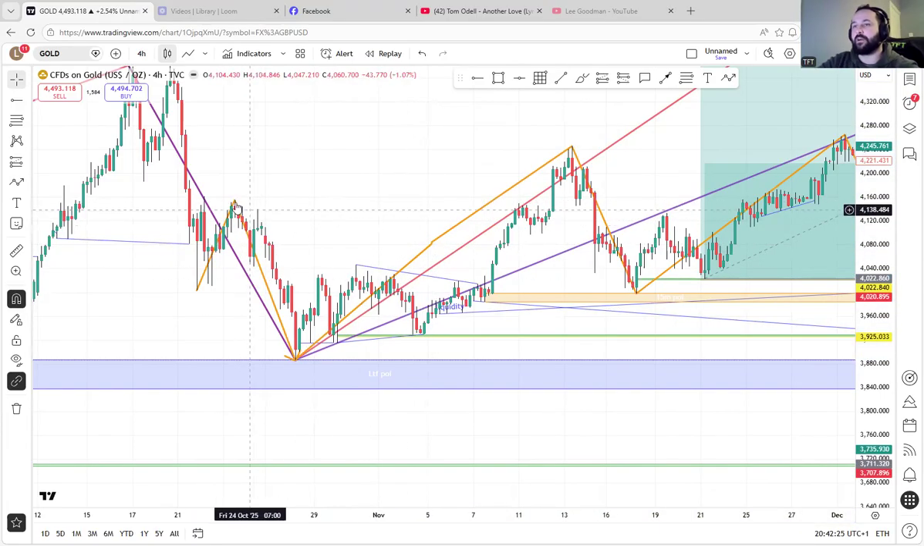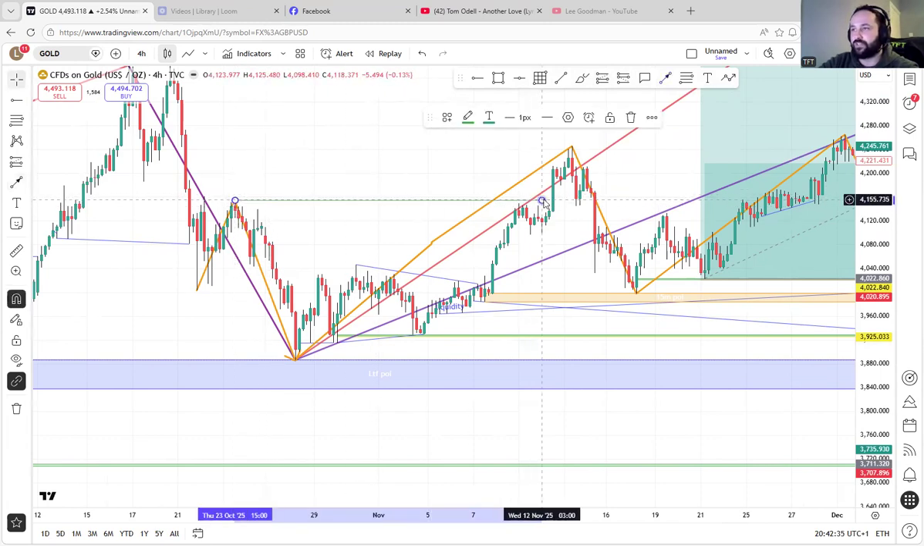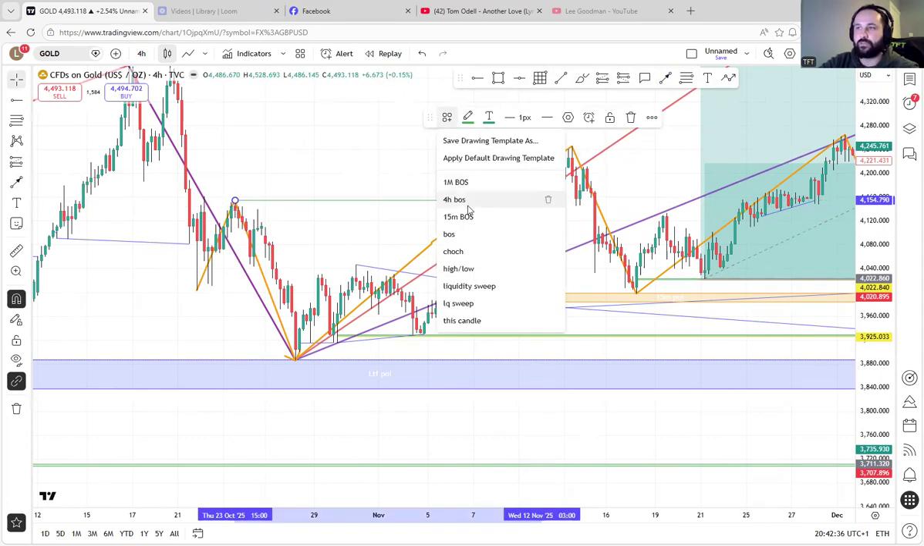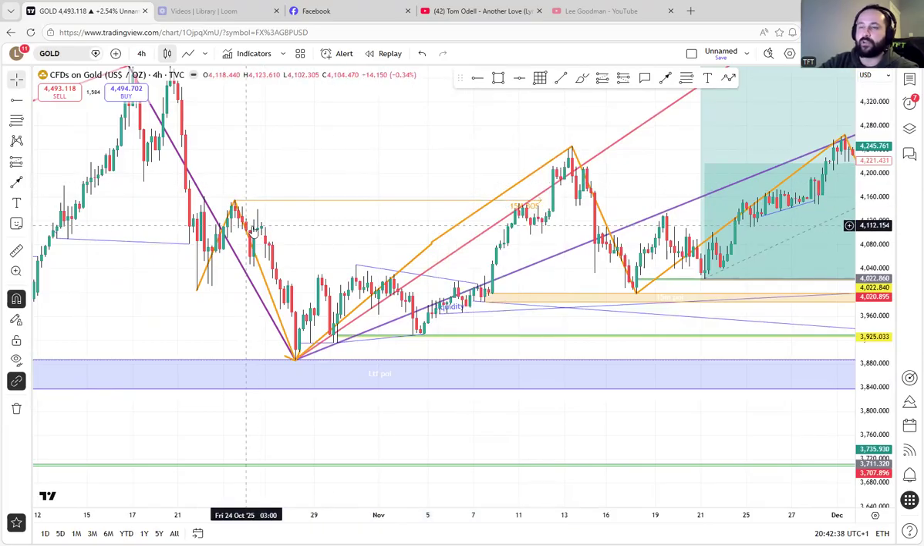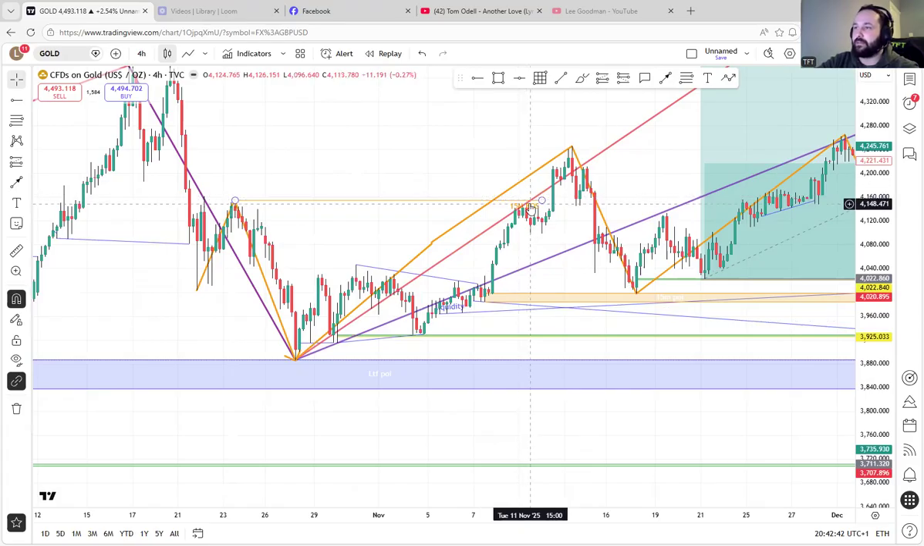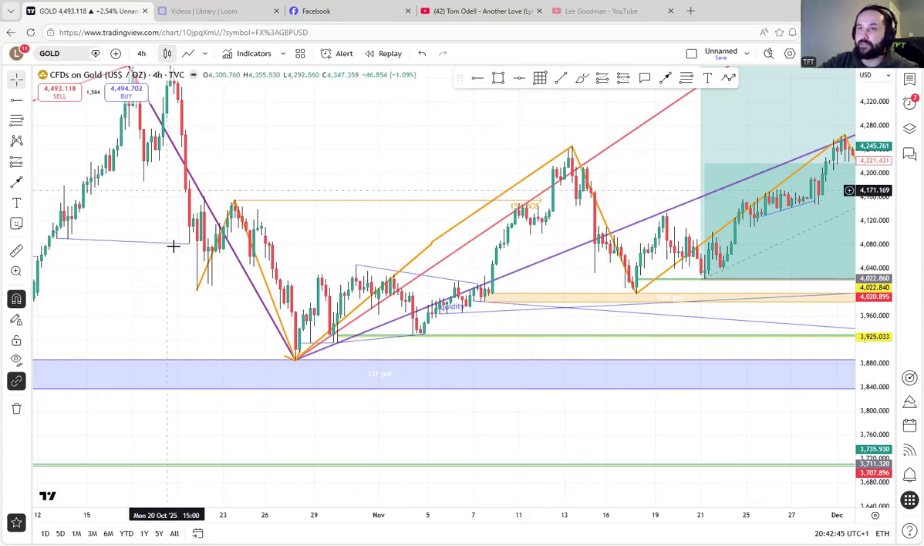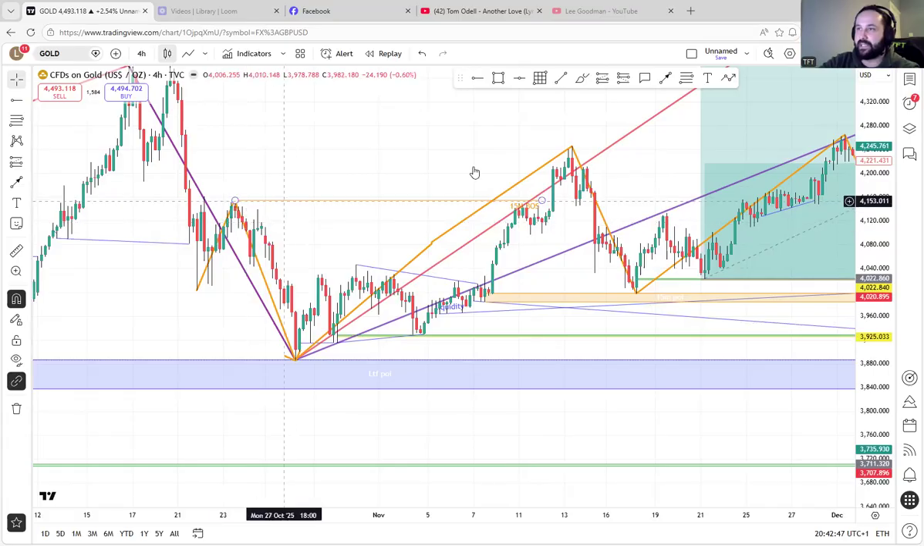So on a lower time frame, we get confirmation of a possible change of character, break of structure, whatever you want to call it. There's a couple of structures going on at the minute. So the orange structure, it breaks there. It breaks the high, obviously, from this bearish price action on this leg here.